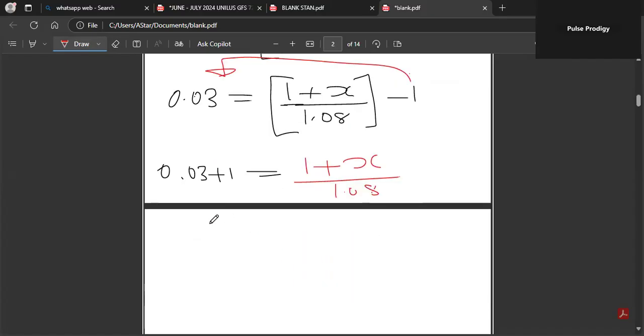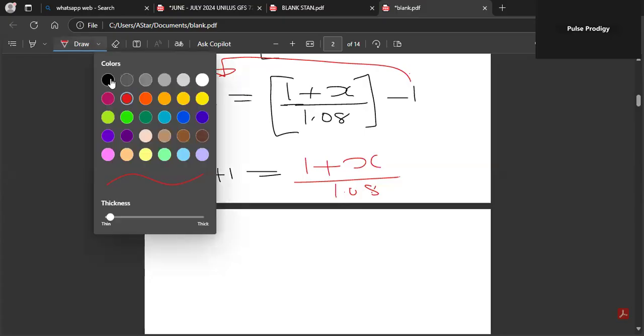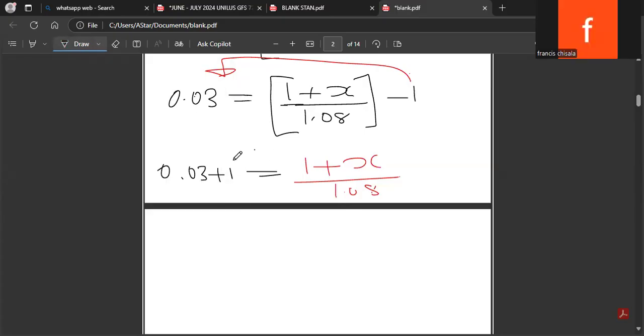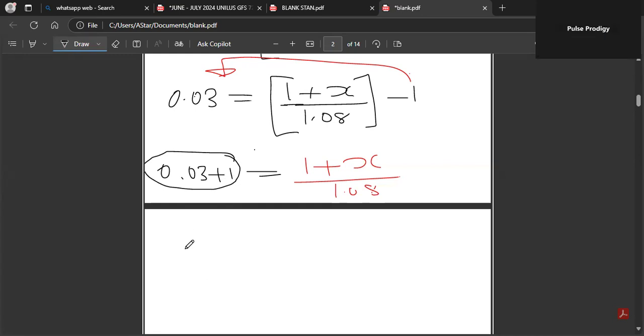So what are we getting here? What is 0.03 plus 1? Give me the answer. It will give us what? 0.03 plus 1. What are we getting? 1.03. 1.03, which is equal to 1 plus x over 1.08.